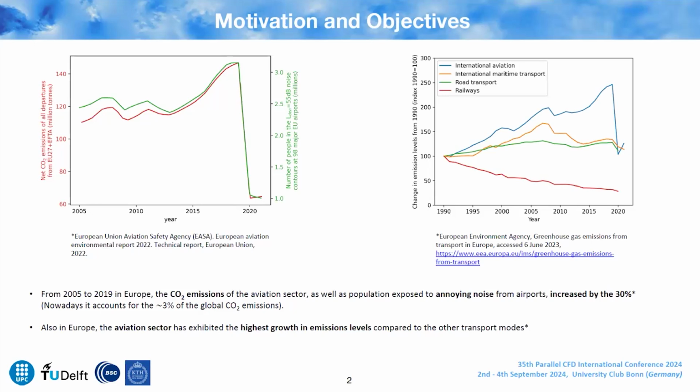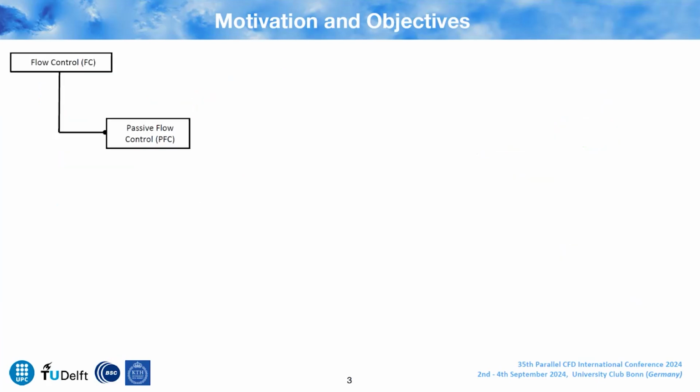Also, if we look at this second plot, you will see that the aviation sector in Europe, compared to the other transport modes, represents the one with the highest increase in emissions. So this reflects at the end that we need to think about new ways of reducing these emissions. And one way of doing so could be, for example, reducing drag. Less drag means less fuel consumption and, of course, fewer emissions.